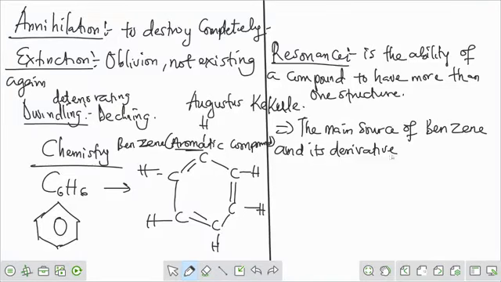And the main source of benzene and its derivatives: don't forget that the derivatives of benzene are like anthracene. In the video I made on the introduction to organic chemistry, I drew the structure, so if you have not watched the video, watch it. Naphthalene, they are derivatives of benzene. So their main source is coal.